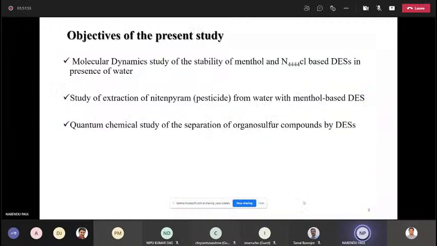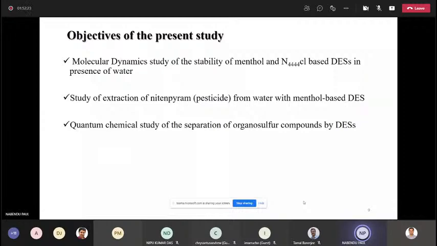So what are the objectives of the present study that I am going to show? There are 3 objectives. First, the molecular dynamics study of the stability of some hydrophobic eutectic solvents in the presence of water. The hydrophobic eutectic solvents are not totally hydrophobic as the term suggests. In my case, for wastewater treatment, I need to find a very hydrophobic eutectic solvent.